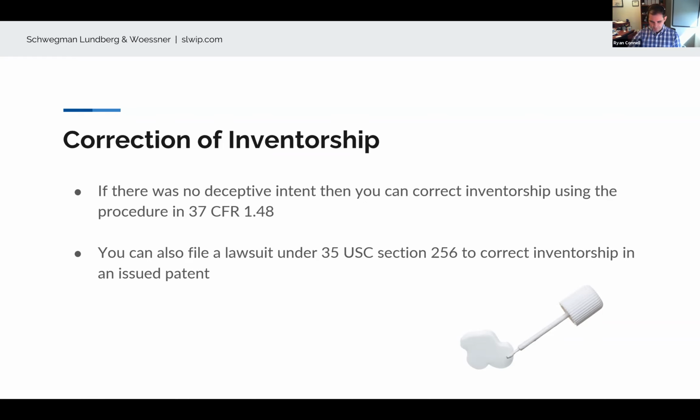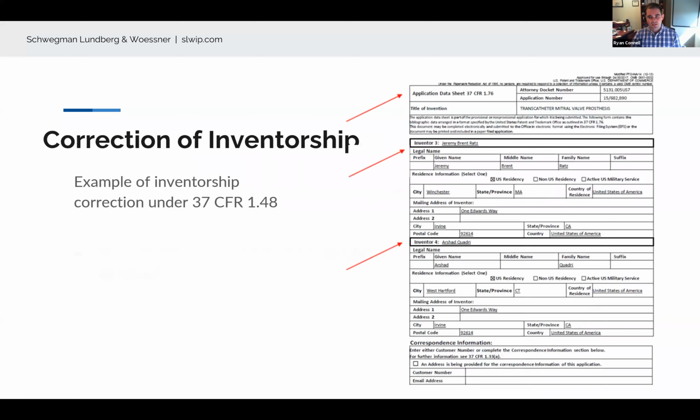And keep in mind that when we say correction of inventorship, that can be to add or remove an inventor from the list. Just by way of an example, this is the output that you get from the patent office if you correct inventorship through the CFR. It's a supplemental application data sheet. And here you can see we've added inventor 3 and inventor 4, all in the underlined language that is pretty typical and standard. And that's the output that you would get after you correct inventorship through the patent office.